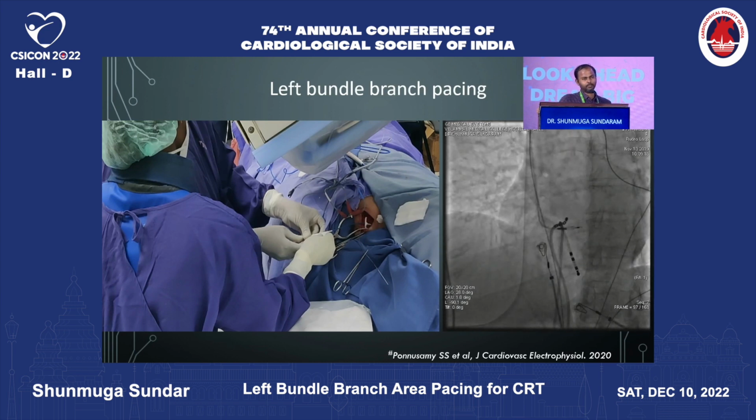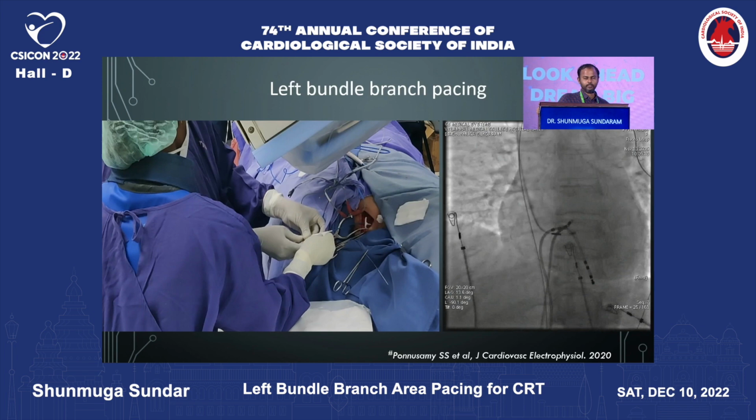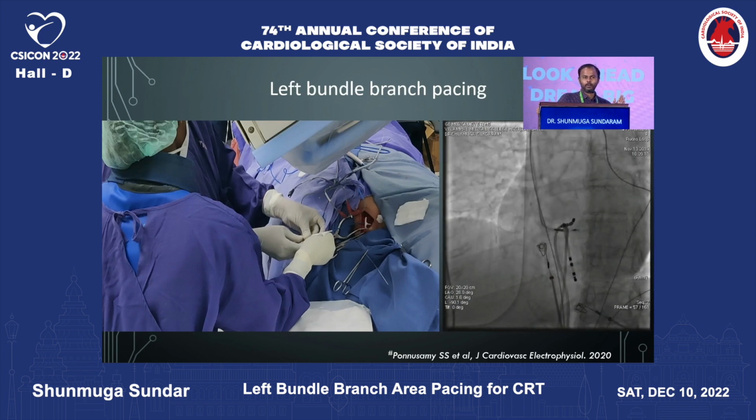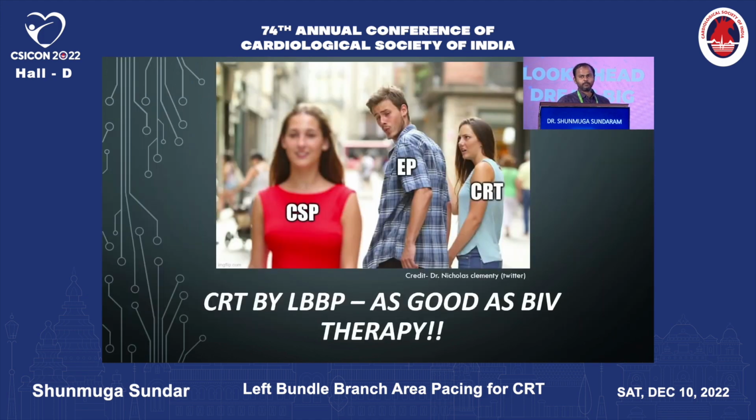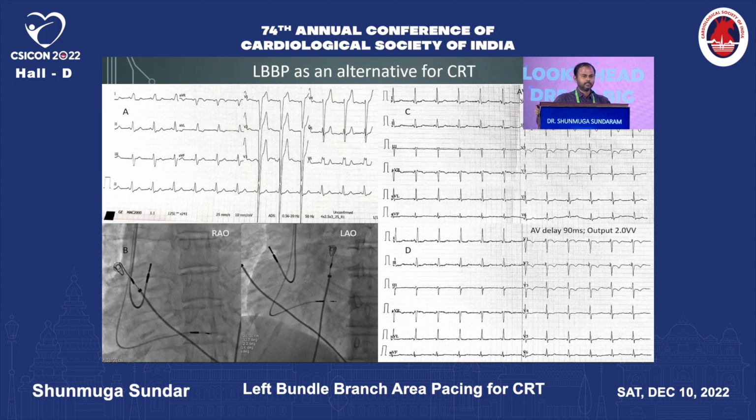So to put it in a nutshell, we are going to deploy the lead in the proximal interventricular septum, in the left bundle branch area. The anatomical zone is 1.5 centimeters below the tricuspid leaflet in the proximal septum. You have to drill the lead deep inside the septum to reach the LV subendocardium to capture the left bundle fibers. Of course, I'm going to discuss two different scenarios. One is CRT by LBBP as good as CRT by biv pacing. So let us take an example.